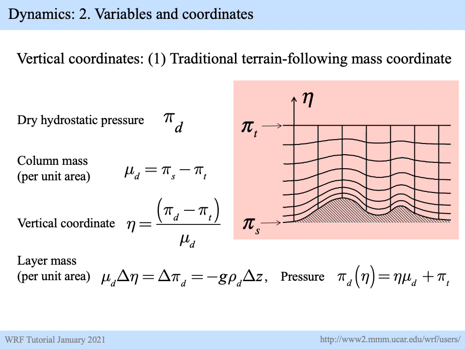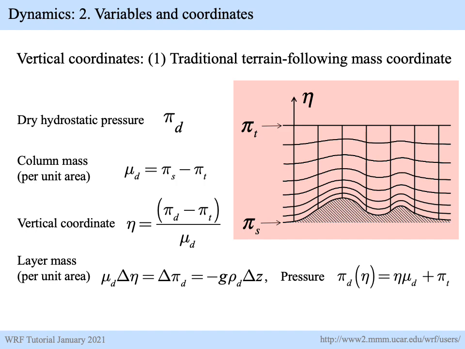So if you look at that formula, again, the third equation on this slide, you'll see that eta has a value of 1 at the surface and 0 at the model top, and it monotonically decreases as you go up in the atmosphere. We use the dry hydrostatic pressure, and it shouldn't be mistaken with the full pressure that we calculate in that model, with the full non-hydrostatic pressure. So that dry hydrostatic pressure we use is just part of the definition of the coordinate. It is not a constraint on the solution.